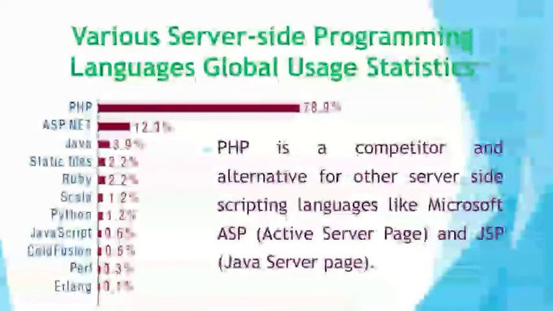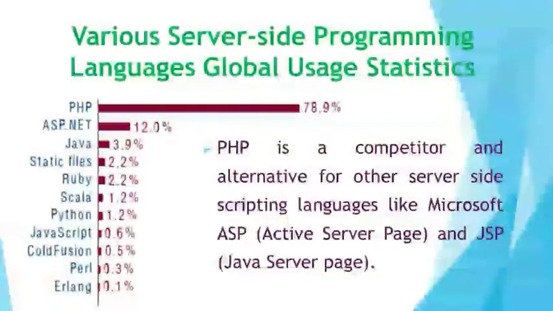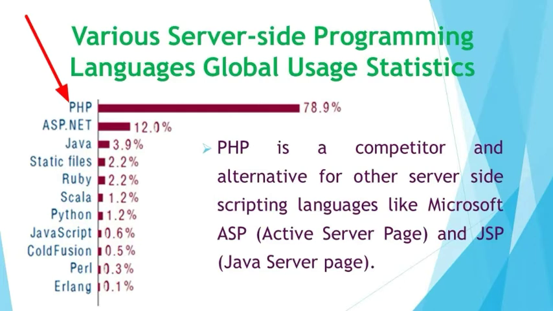Various server-side programming languages. PHP is a server-side scripting language. Some of the other server-side scripting languages are Microsoft ASP and JSP. ASP means Active Server Page, and JSP means Java Server Page. And Ruby, Scala, JavaScript, Perl, Python, so many server-side scripting languages are there. But PHP is a competitor and alternative to all these server-side scripting languages. Okay. So based on recent statistical analysis, 78.9% of websites are developed using the PHP scripting language.